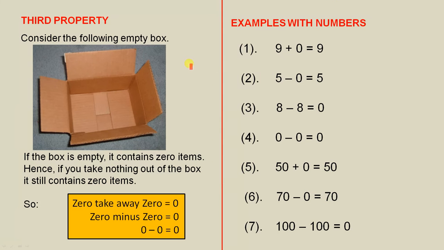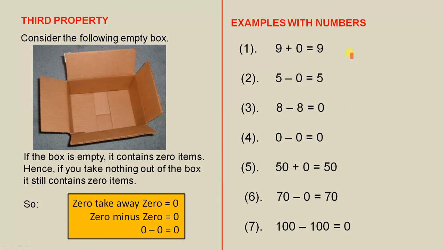The third property: consider the following empty box. Now you can see there's nothing in it. If the box is empty, it contains 0 items. Hence, if you take nothing out of the box, it still contains 0 items. In other words, 0 take away 0 equals 0, which is the same as 0 minus 0 equals 0.